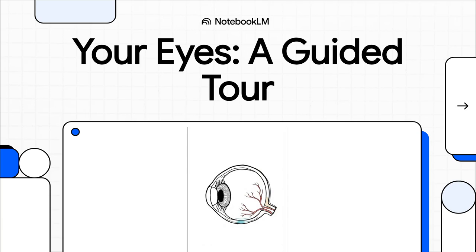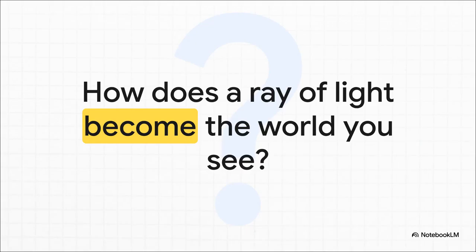You know, it's probably one of the most incredible pieces of natural engineering you own, and you're using it every single waking moment. So today, we're going to take a guided tour of your eye. So it all starts with light, right? But have you ever really stopped to think about how a simple ray of light transforms into the vibrant, detailed, colorful world you see all around you? To figure that out, we're going to follow its journey, starting right from the front of the eye and going all the way to the back.